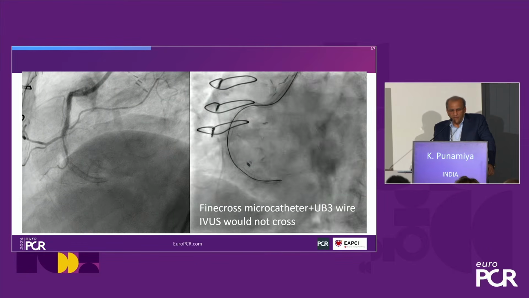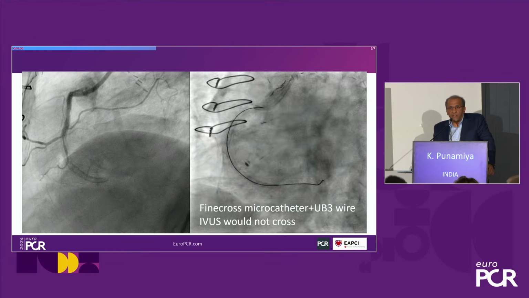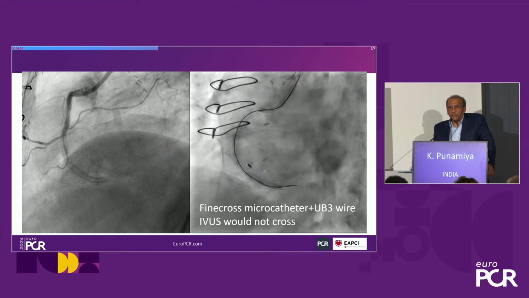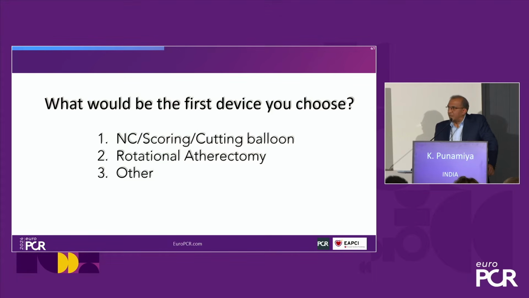We used a Fine Cross microcatheter with a UB3 wire, and we realized that the IVUS catheter would not cross, a small balloon wouldn't cross. So I'll leave you with this question.